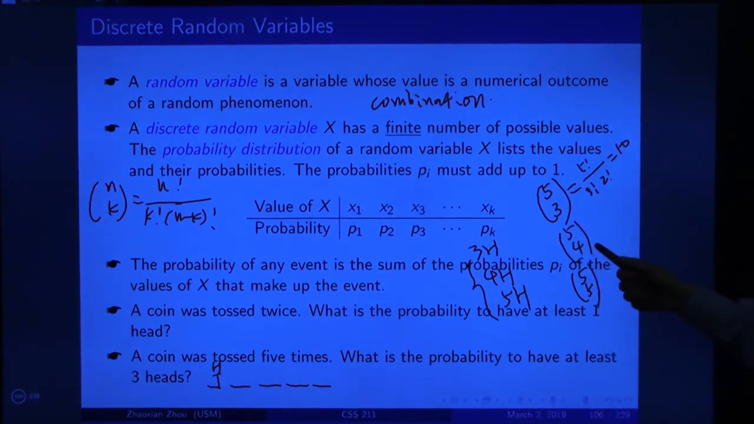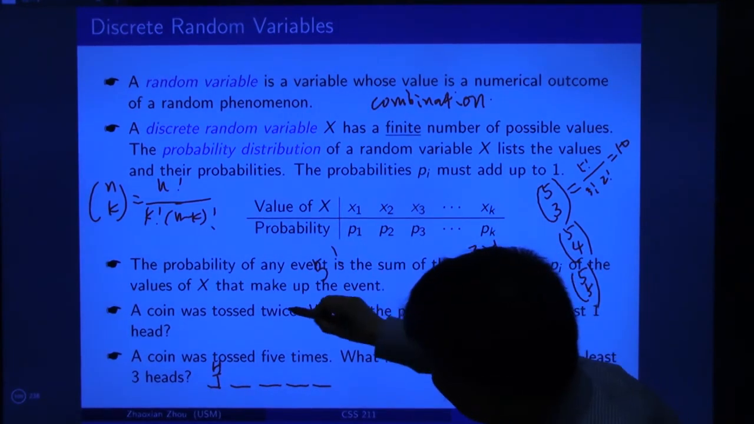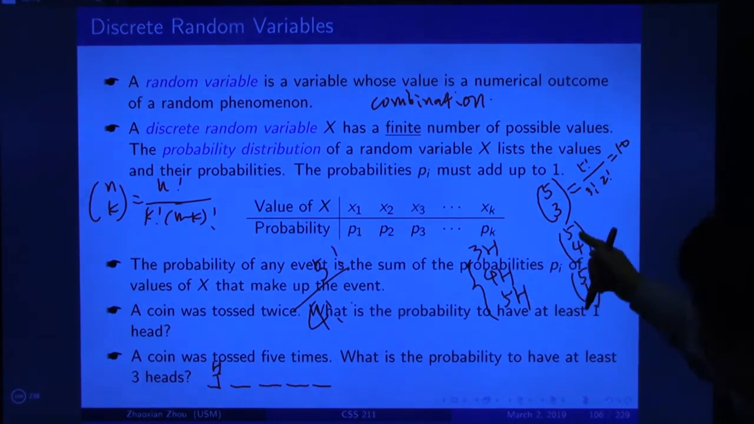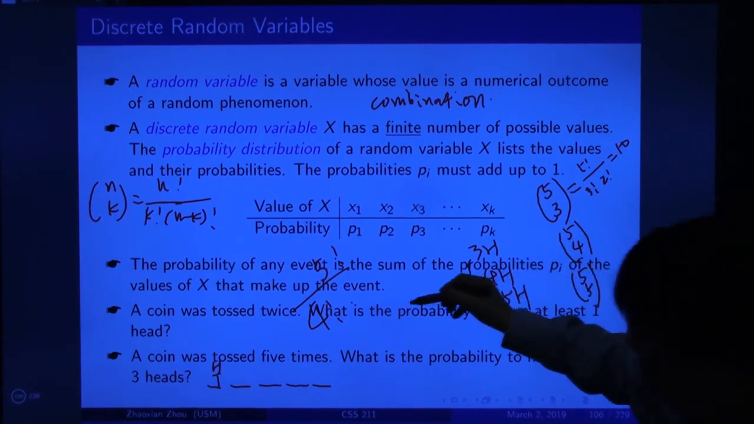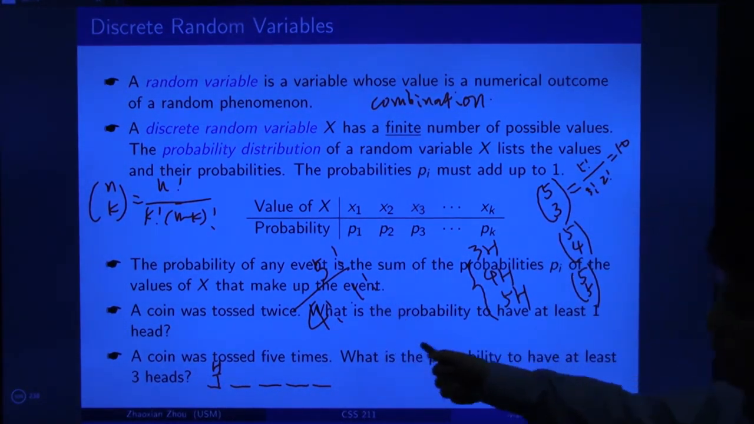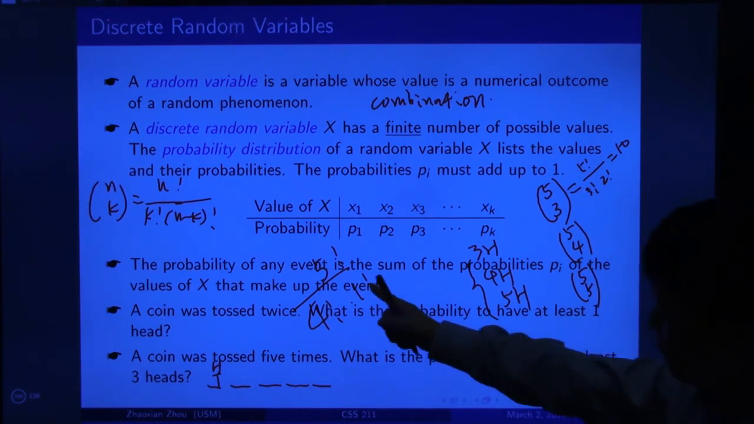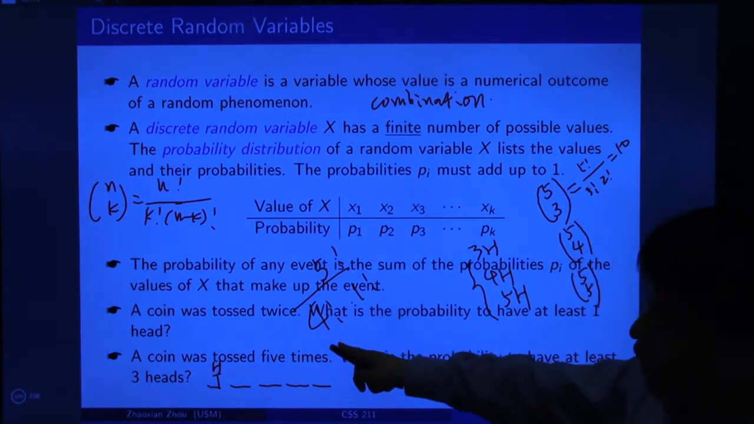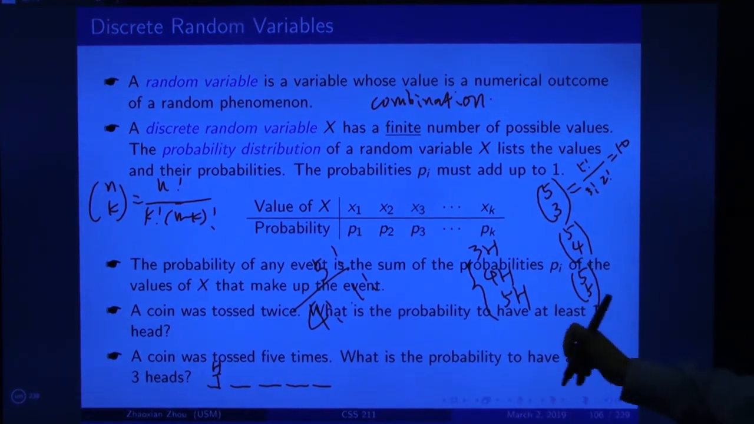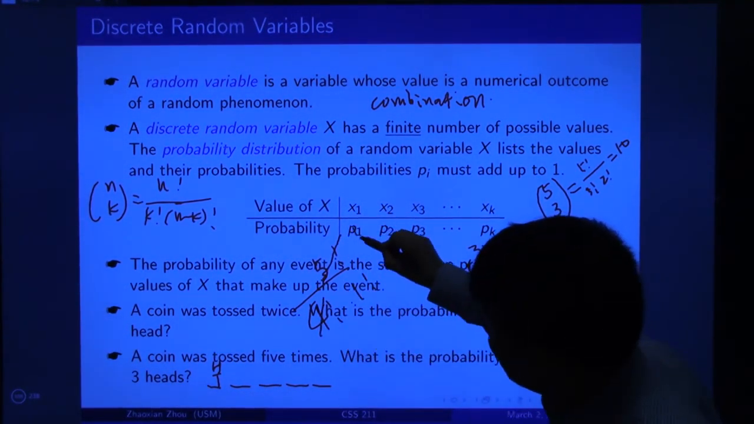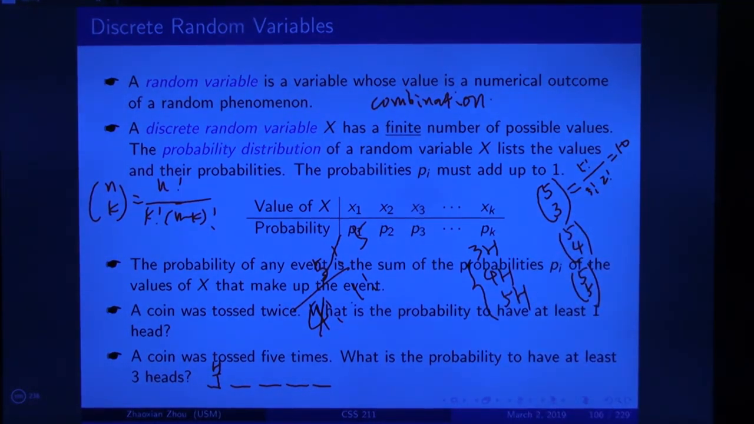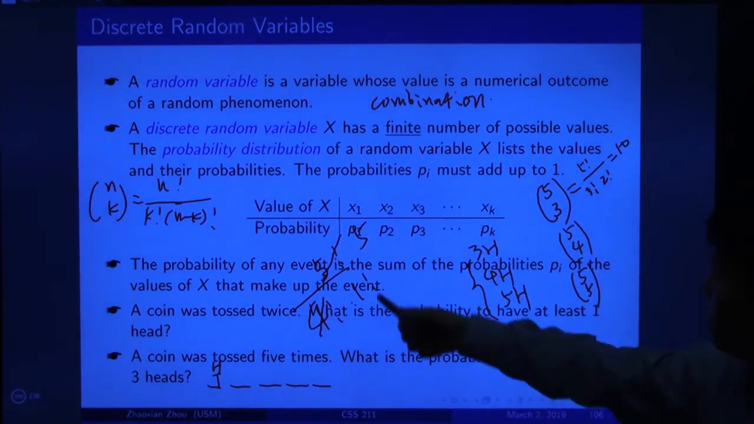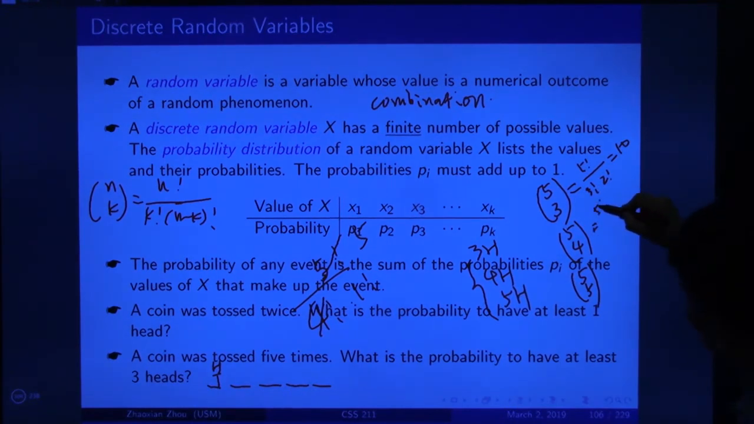How about this one? 5, select 4. So 5 factorial over 4 factorial, then over 5 minus 4 equals 1. So 1 factorial. We know 1 factorial equals 1. 5 factorial equals 1 times 2 times 3 times 4 times 5. And this one equals 1 times 2 times 3 times 4. So if we cancel these, we have only 5 left on the top. The bottom equals 1.